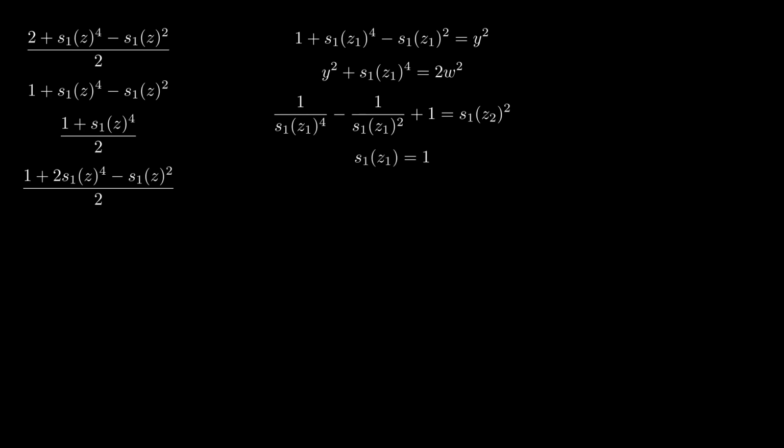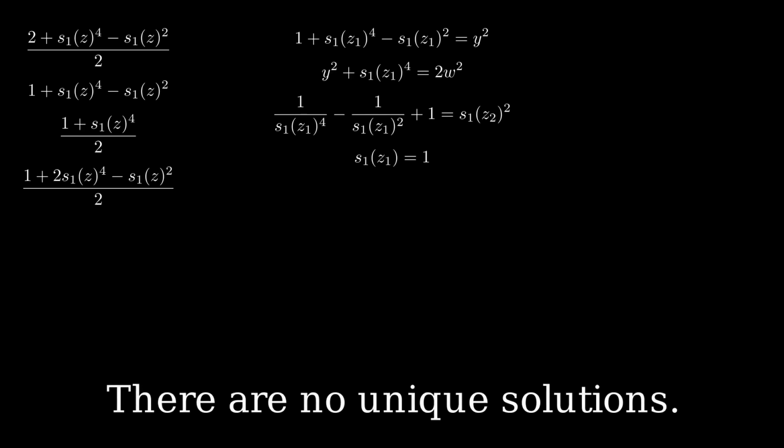Now I was using s1z1 and s1z2 because I know I was going to deal with two forms of s1 here. But z1 in this case is exactly the same as the variable z on the left-hand side of the equations. And if you were to substitute each of those s1 values on the left with 1, you will end up with cells whose values are the same, and that's not what we're looking for here. We want unique solutions to the magic square of squares. Therefore, there are no unique solutions with these given constraints.